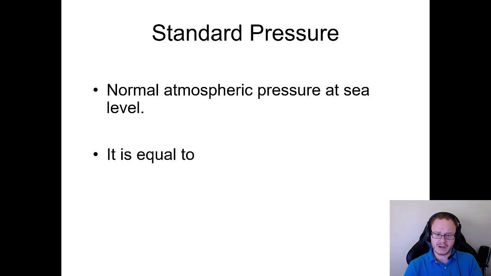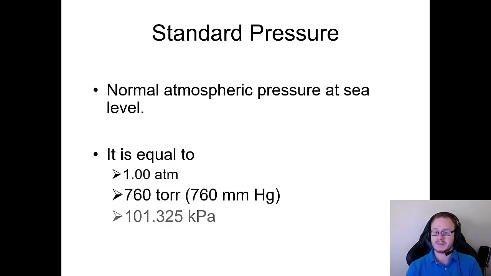So let's summarize what we know currently. Normal atmospheric pressure is what you and I experience here. That's one atmosphere. Well, that is exactly the same thing as 760 torr, which is the same thing as 760 millimeters of mercury, and that is also equal to 101.3 kilopascals. And technically, the kilopascal is the official SI unit.